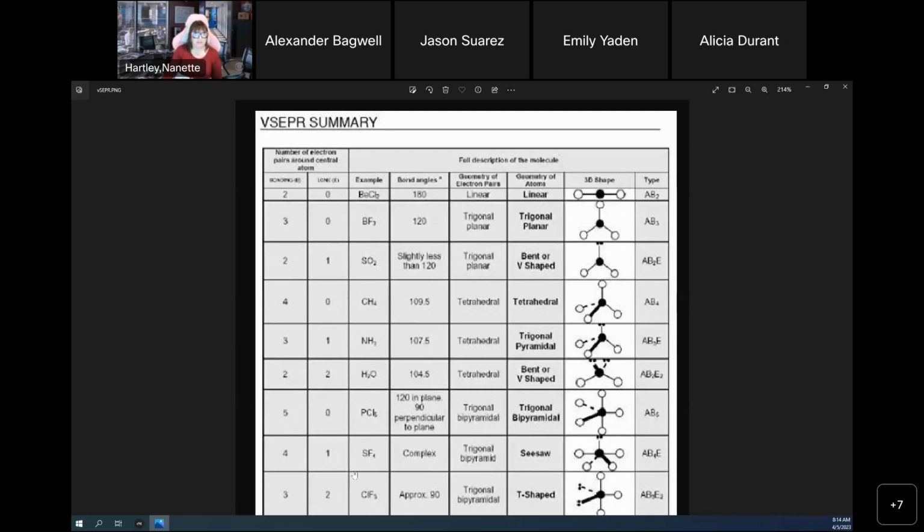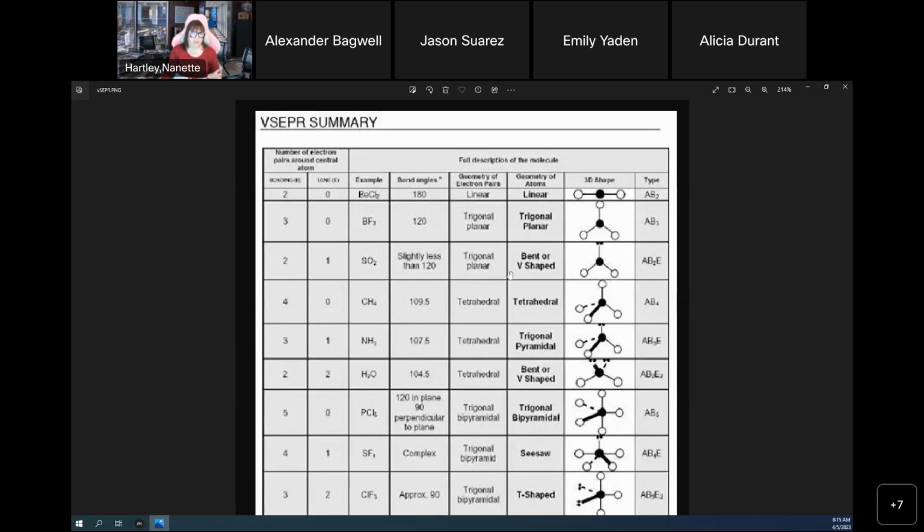So that's something that you can talk about. Look, there's ClF3, the one we were just talking about. And notice it says 3 bonds, 2 lone pairs. That's exactly where we are. You'll see the bond angles listed next. For this particular molecule, we're talking about approximately 90 degrees.